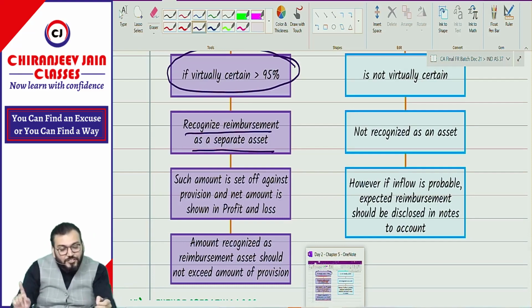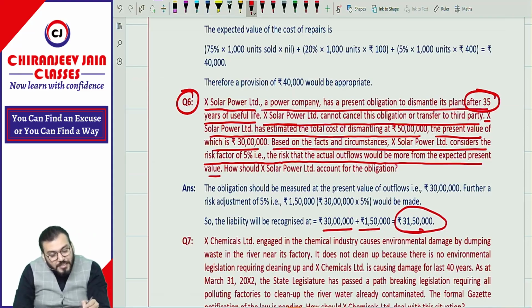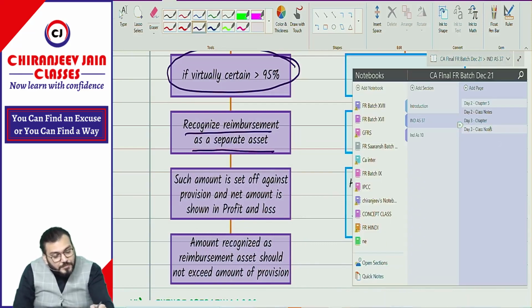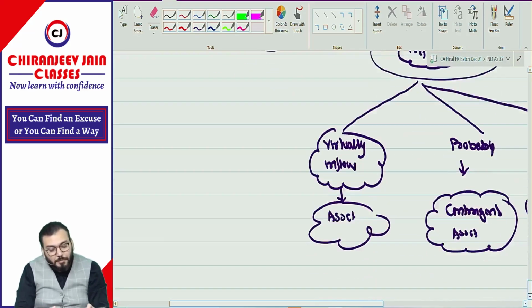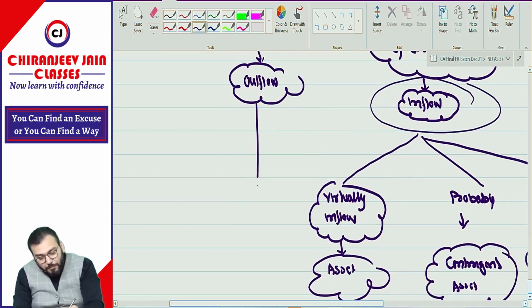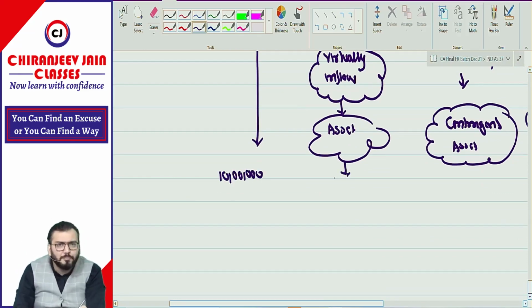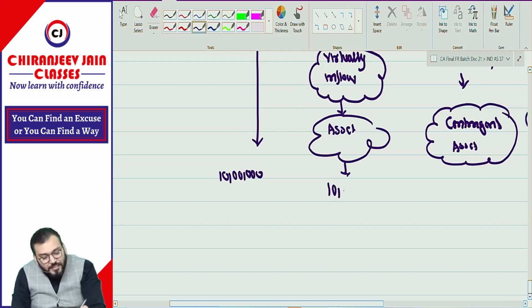Can I say in this way? They are saying recognize it as a separate asset. It means, in my example, suppose the provision is 10 lakh. Because they have committed a full amount to be compensated and it is virtual certainty, it will be recognized as a separate asset of 10 lakh.